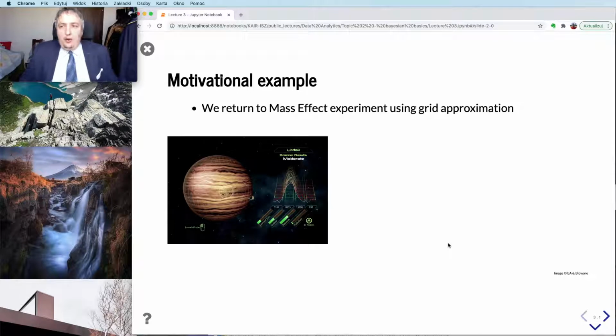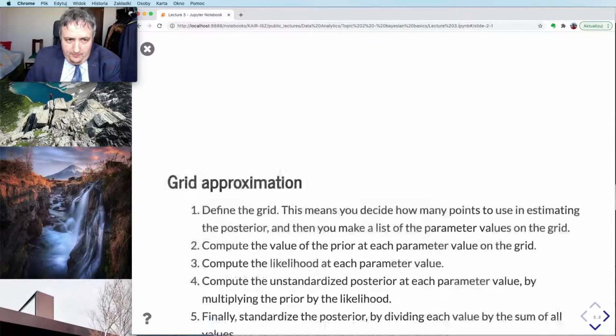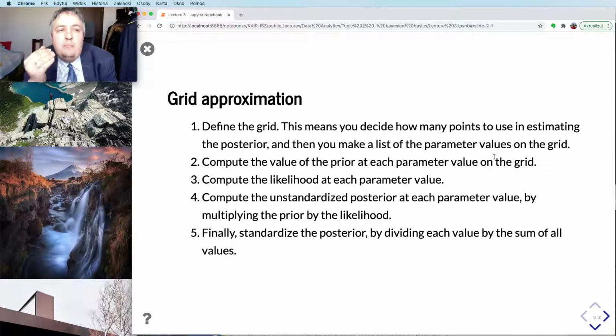So let's go back to our motivational example from Mass Effect. That is, we are scanning a planet, we are looking for water, and we are using our probe. When we analyze this planet, we get some kind of results. And we will be using the most basic way of analyzing it, which will let us cover both quadratures and sampling, which will be grid approximation. Grid approximation is not something that we can use in practice, but for this case it is absolutely enough.